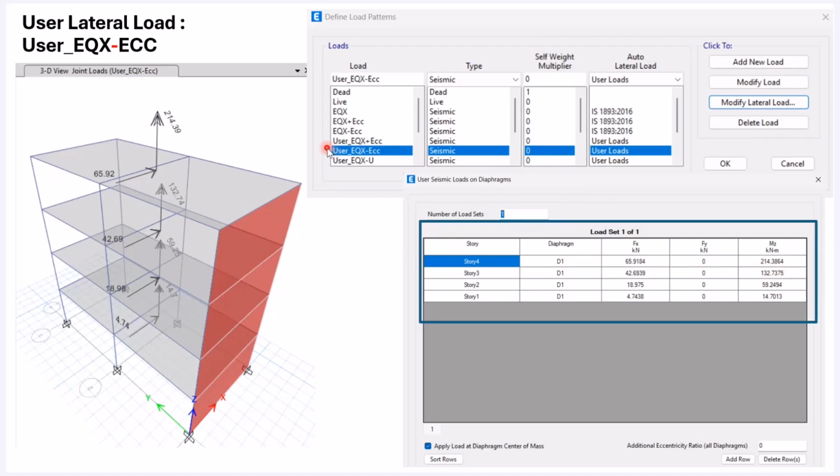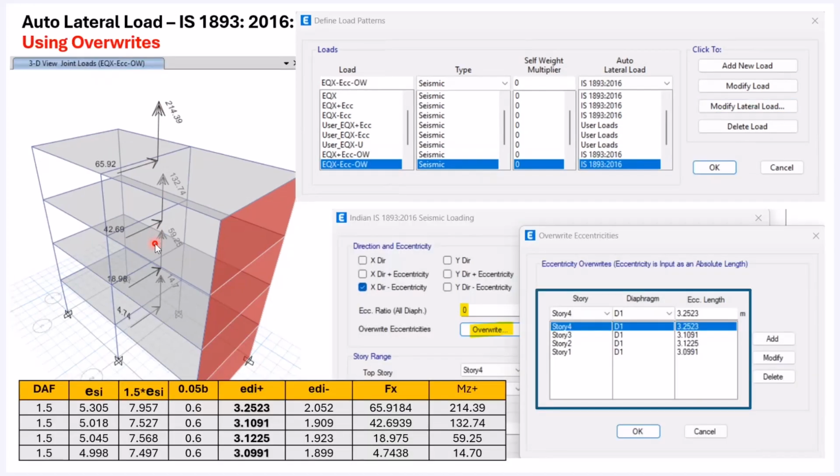This is for the eccentricity, so it is going to have the MZ component. I'm showing only the negative ECC, the other one is positive, that is also there. But for comparison, I'm picking up only the negative eccentricity, and I've applied this force. And you will see for this load pattern, the loads are applied like this. It should be similar to the previous one.